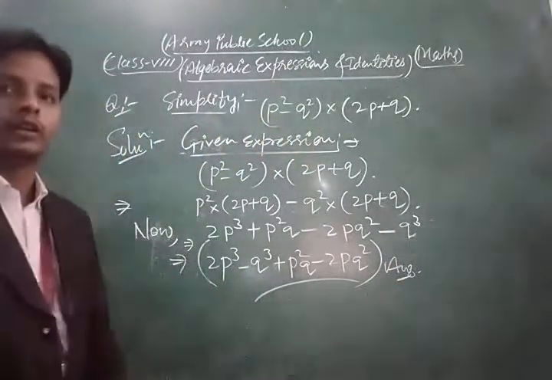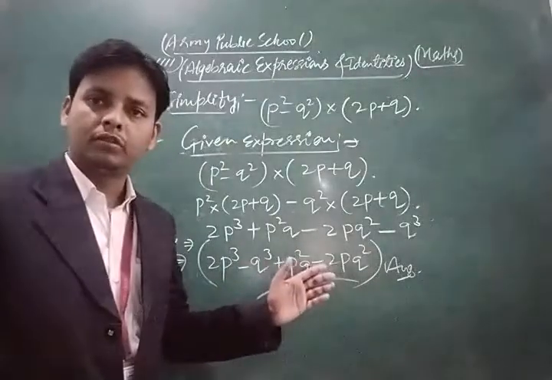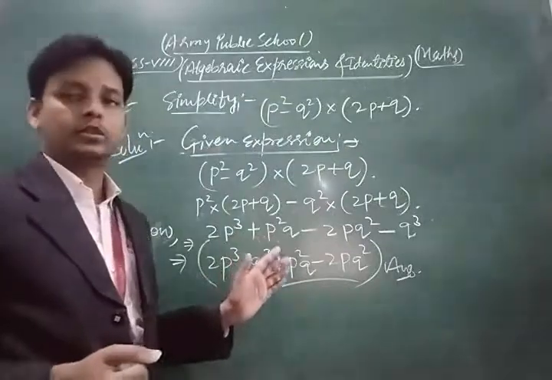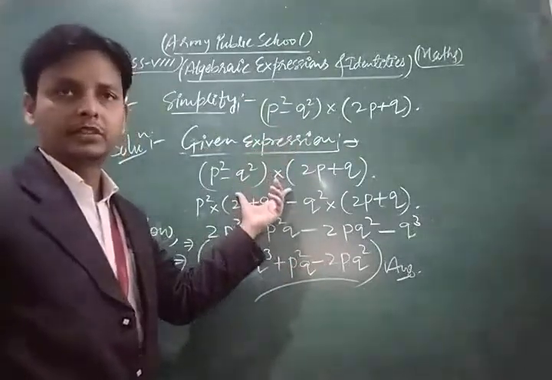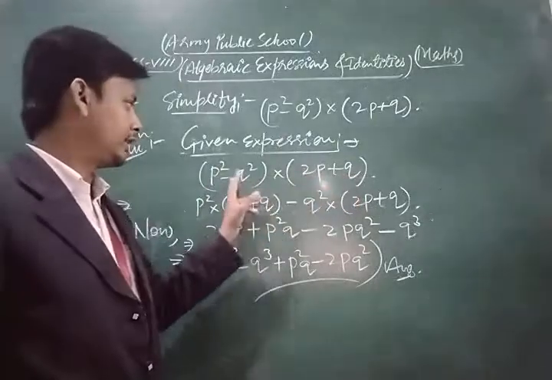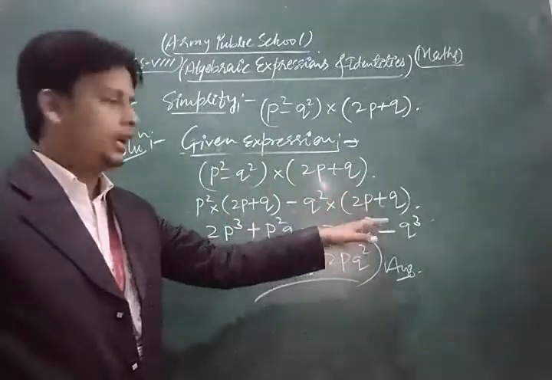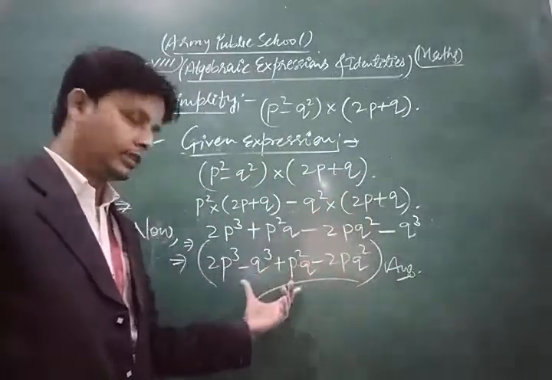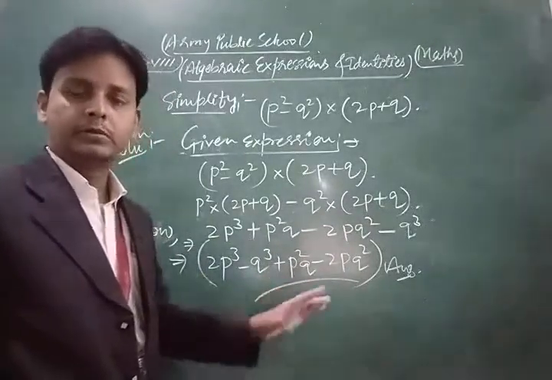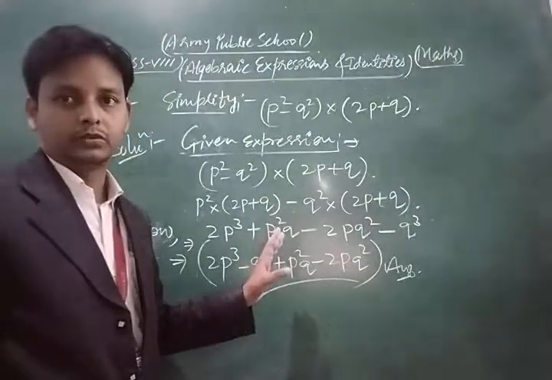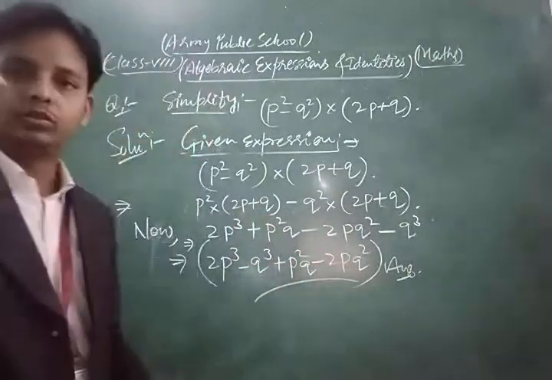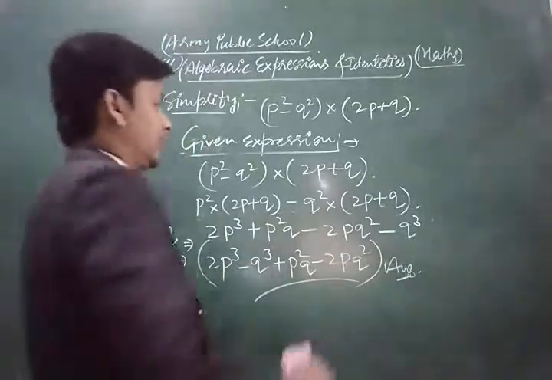Okay, so in this way, dear student, you can solve this type of question. This is one of the most important questions. First of all, we have the given expression, and after that we write p square into the whole expression minus q square into the whole expression, and after simplifying we have this result. In these terms there are no like terms, so we never add or subtract them. Okay, so in this way, please do more and more practice and complete your syllabus exercise.